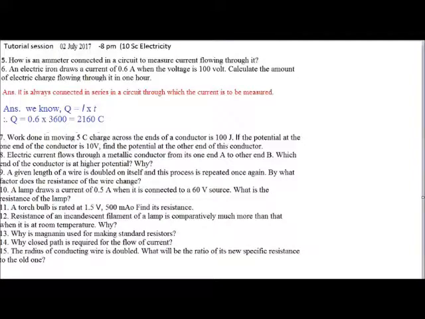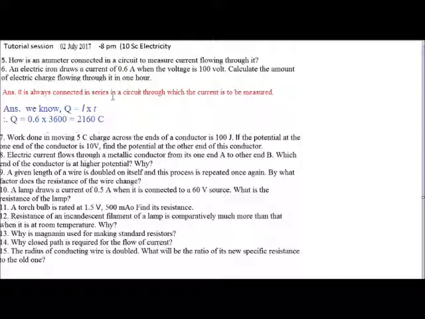Next question. How is an ammeter connected in a circuit to measure current flowing through it? Quite a straightforward answer, as we have studied. Now it is always connected in series. An ammeter is always connected in series in a circuit through which current is to be measured. So the correct answer here is that we put this ammeter in series.